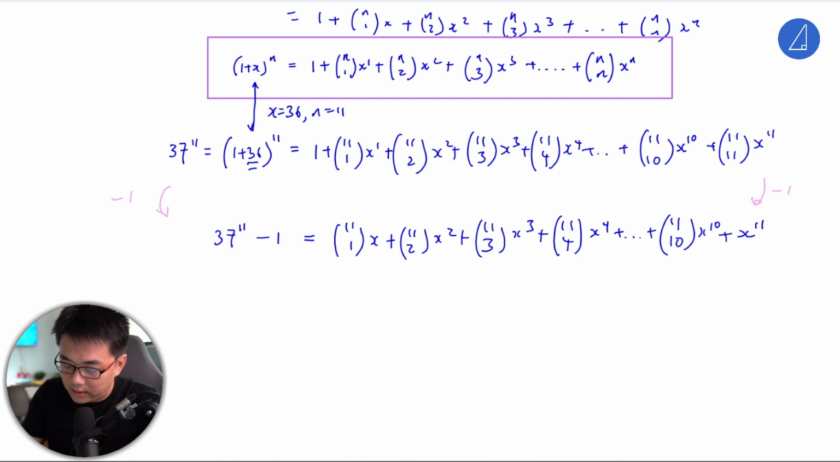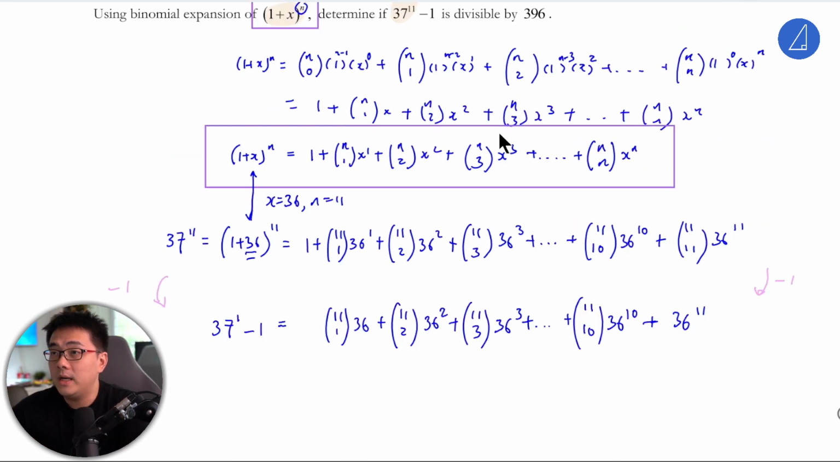Alright, the x is actually 36. So let me just change all these to 36. X is 36. I made a minor mistake, not really a mistake, but I forgot to substitute x as 36. So this is what we get after bringing 1 over.